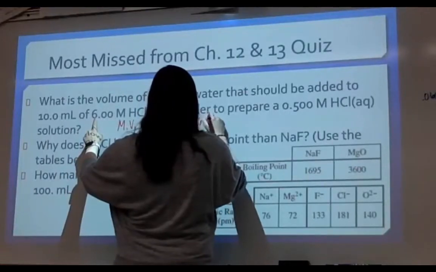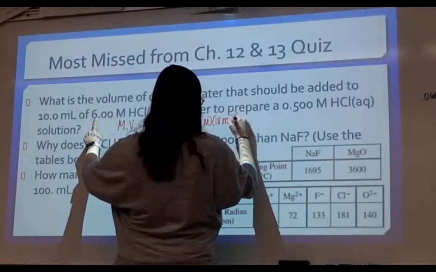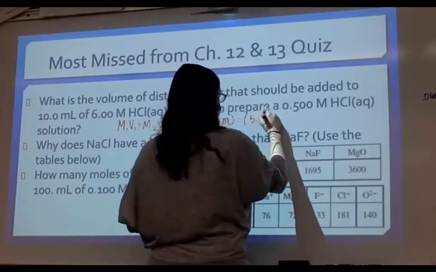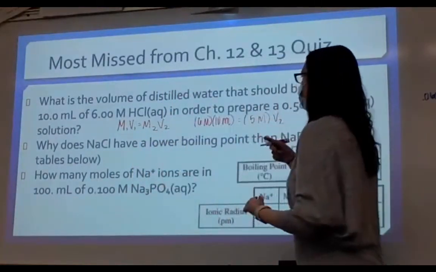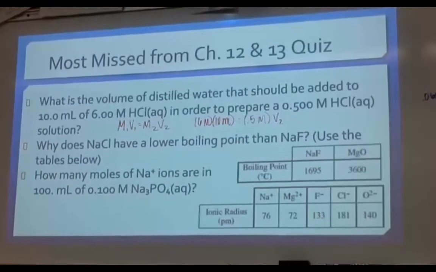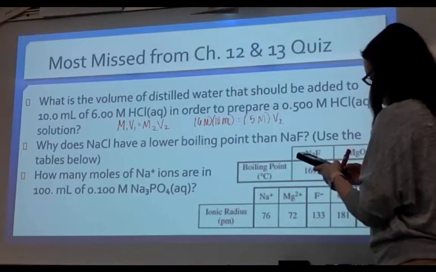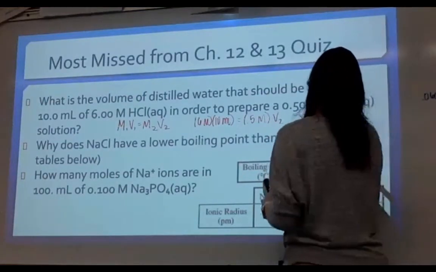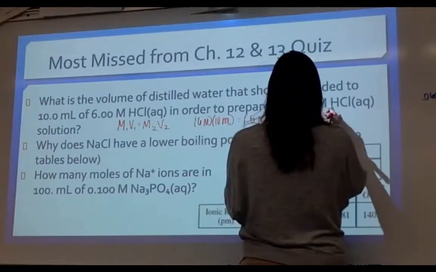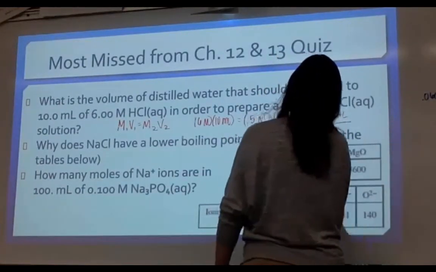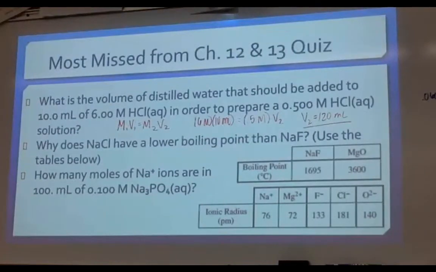So 6 molar, 10 milliliters, 0.5 molar. And when I solve for V2, it's going to be in milliliters as well, because your units will be the same. So remember, you're getting a calculator on everything. So 6 times 10 divided by 0.5. This was the answer that most people chose. But notice I didn't box the answer. This isn't the final answer.